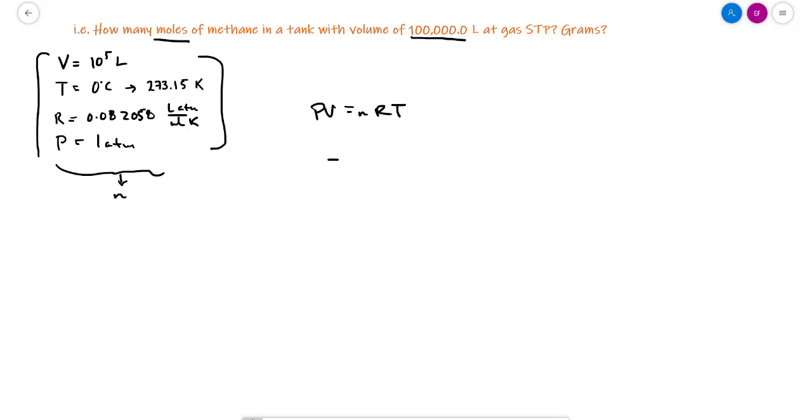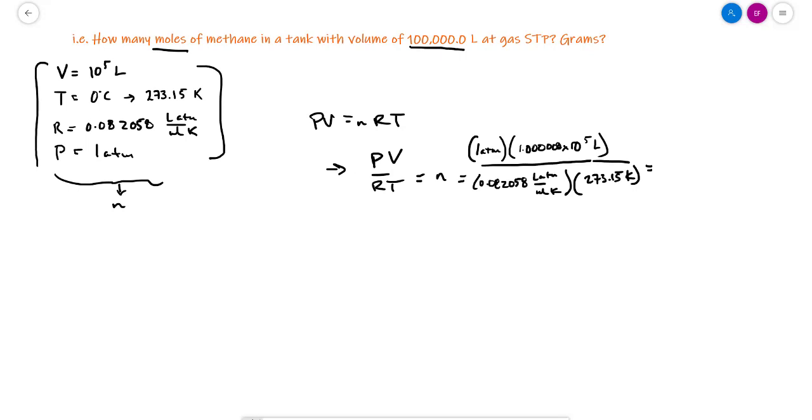That allows a rewrite to be PV over RT equals n. Substitute these values. That gives us an expression like this. Let's go through and wipe out our units. We've got atmospheres from our gas constant, liters from the gas constant, Kelvin from the gas constant. That's going to leave us in units of 1 over 1 over moles, which is the same as moles, which is what we're looking for.